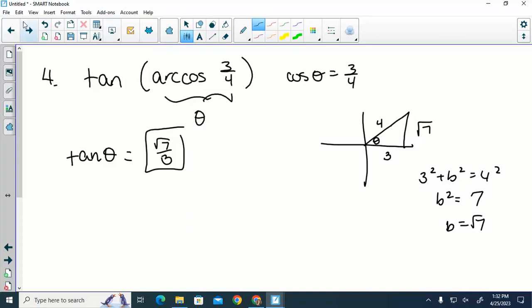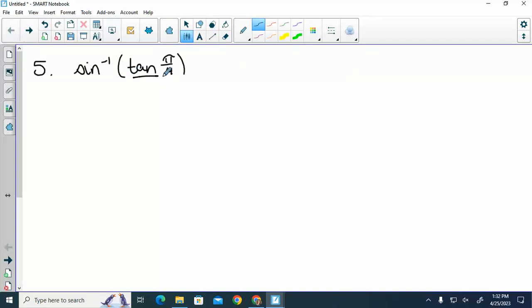Now 5 is similar, but if I look at the inside, this one isn't an inverse, is it? It just says, what is the tangent of pi over 4? And don't we know the tangent of pi over 4? Yeah. That's the same as saying, what's the tangent of 45 degrees? So think about your hand trick. Tangent is square root of the top over square root of the bottom. So radical 2 over radical 2 is 1.